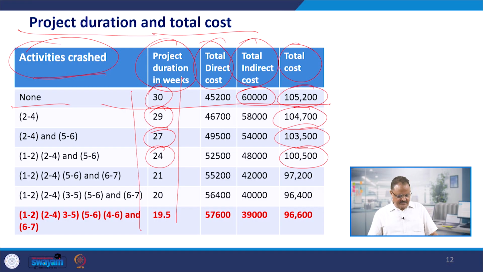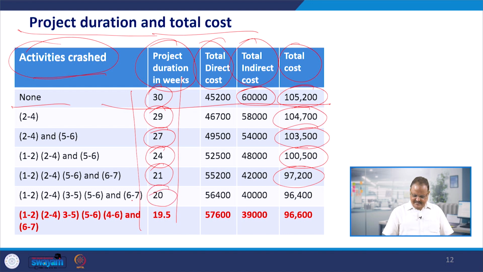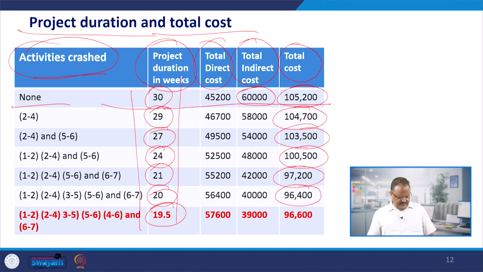1 lakh 500 rupees. Then we crashed one more activity, and the duration came down to 21 weeks, and total cost further declined to 97,200. And then we crashed one more activity, so the cost further declined to 96,400. And finally we crashed one more activity, so the final duration became 19.5 weeks, and the total cost is now 96,600.